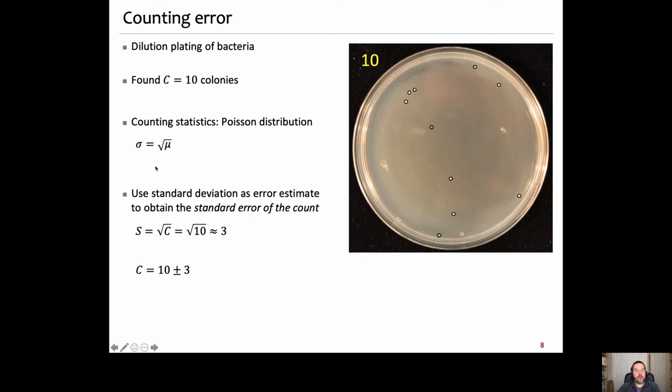And if you remember from Poisson distribution, it has this very interesting property that the standard deviation of a distribution is the square root of the mean. And we can use this standard deviation as an error estimate to obtain the standard error of a count. We simply take the square root of a count, and the standard error would be about 3, which means you can finally write down your result with an error bar on it. That will be 10 plus minus 3.